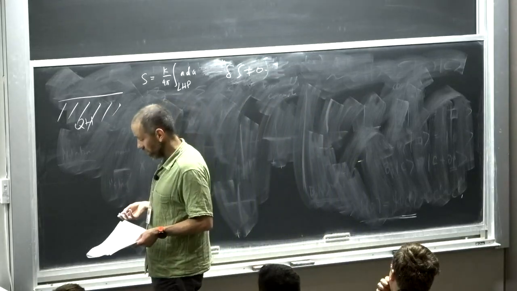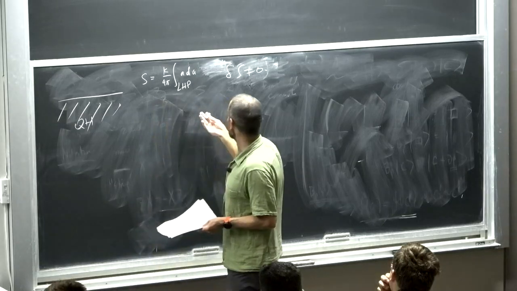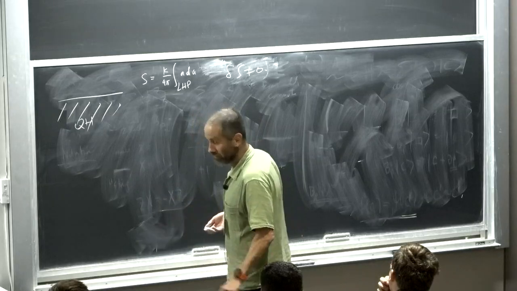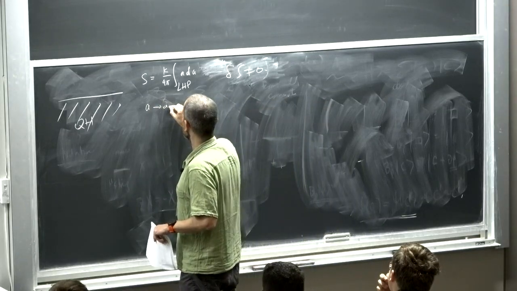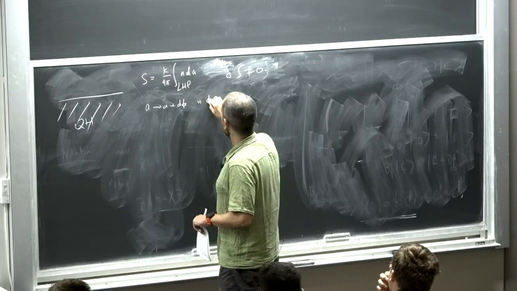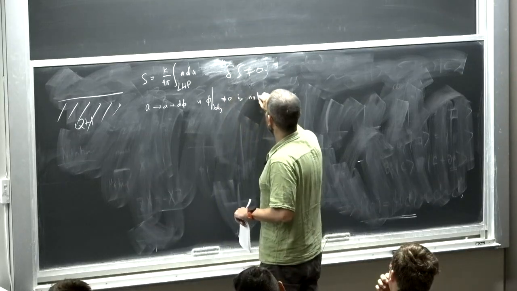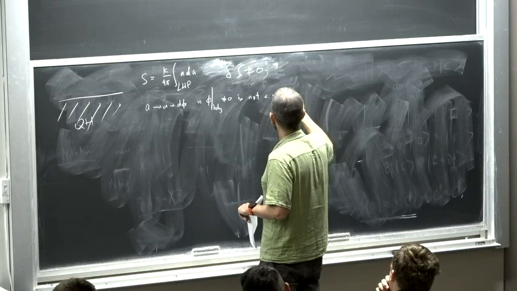One is, well, that means that this transformation must not be a redundancy. It must not be an equivalence between two different configurations. And so that should mean that A goes to A plus d phi with phi on the boundary non-zero is not a redundancy, but rather a symmetry.